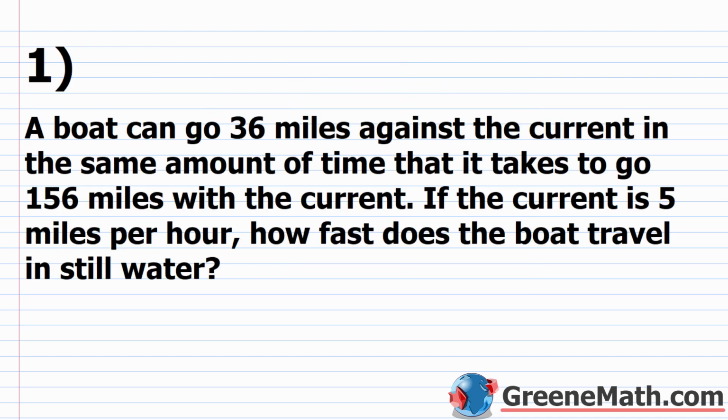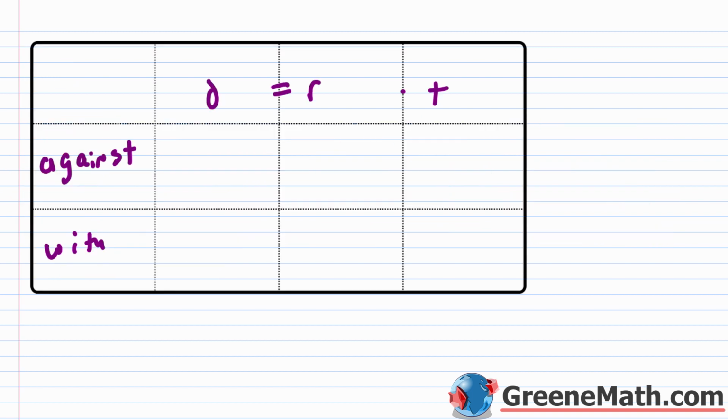Now, I would start by just putting some information in that's given. It says that a boat can go 36 miles against the current in the same amount of time that it takes to go 156 miles with the current. So we are told that it's 36 miles in the scenario where we're going against and 156 miles in the scenario where we're going with. So let's put that in. So we're going to put a 36 here, under distance and with against, and then 156 here, so under distance, and that's going to be for this with guy here.